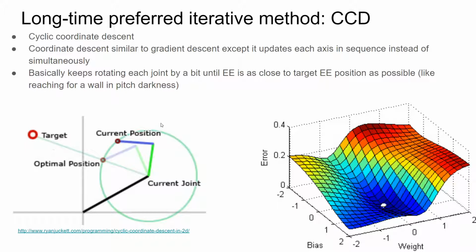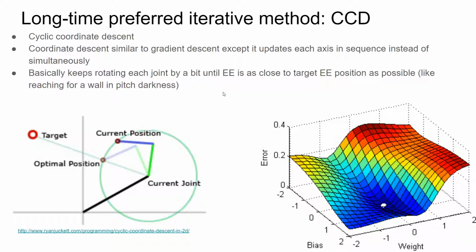So you can think of it as, if you're in pitch black and you're trying to reach for a wall, you kind of just stick your hand out and then rotate it around a little bit. Or you just start rotating it randomly to try to find the wall. That's sort of what CCD does. But again, this is an older method, so I won't go into it.